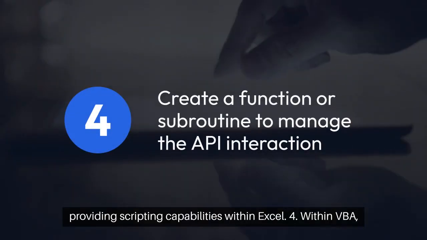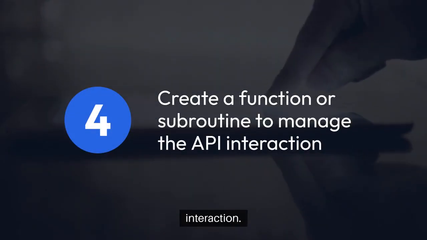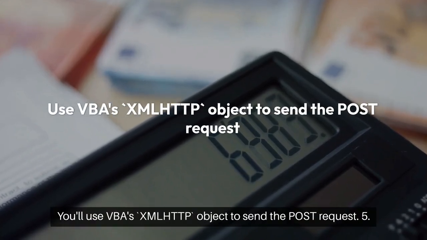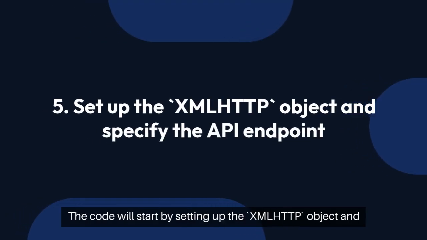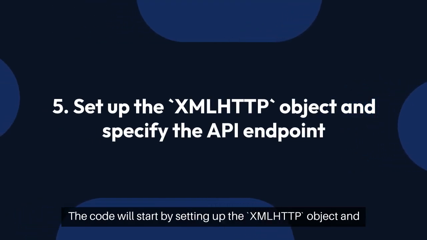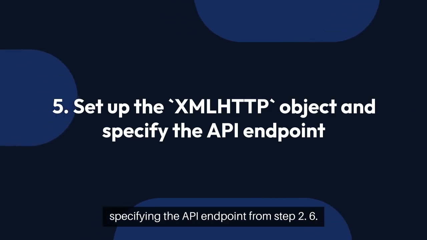4. Within VBA, you'll create a function or subroutine to manage the API interaction. You'll use VBA's XMLHTTP object to send the POST request. 5. The code will start by setting up the XMLHTTP object and specifying the API endpoint from step 2.